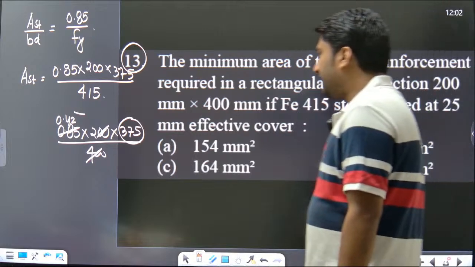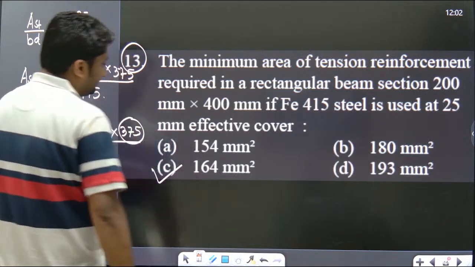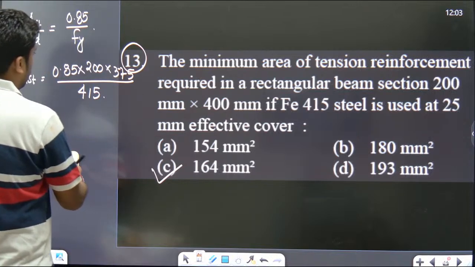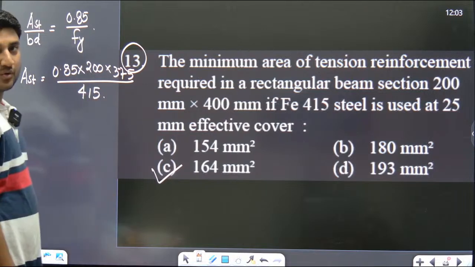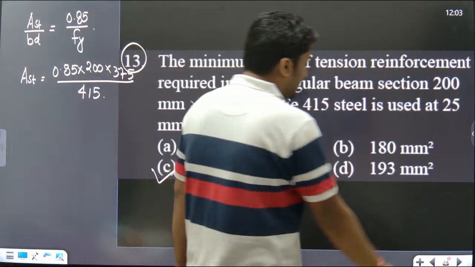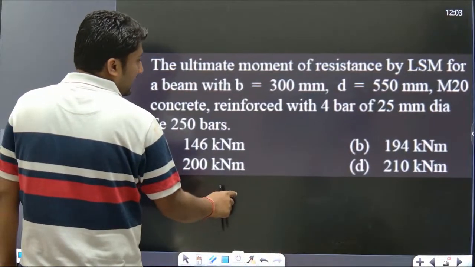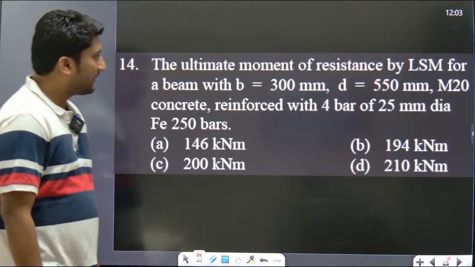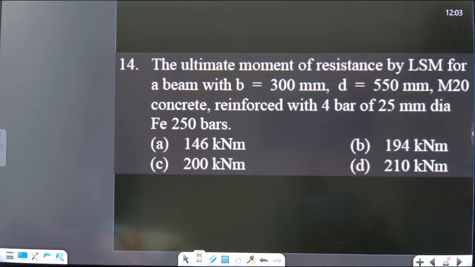Clear? So roughly you will get the value as 164. Either you have the virtual calculator, you can solve for the correct value. But if you do not have the calculator, you need to apply the logic in order to get the answer. Now moving ahead with the next question. Answer this question.